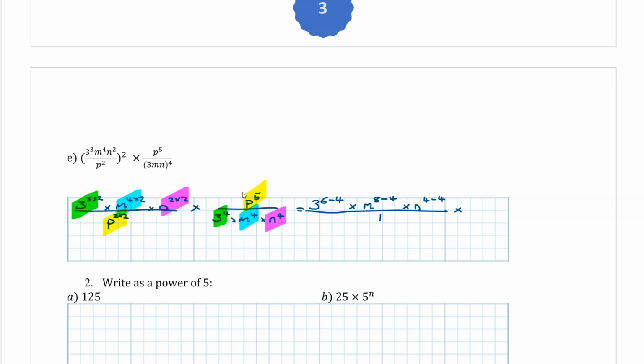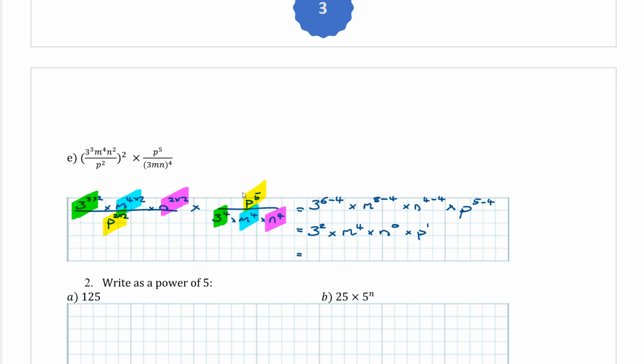And in fact, we'll get rid of it. So we're not going to write this as a fraction anymore. We'll just write it as an expression. So we'll get p to the 5 minus 4 like so. Now simplifying this out, 3 to the 6 take 4, that's going to be 3 squared times m to the 8 minus 4, that will be m to the 4 times n to the 0 times p to the 1.